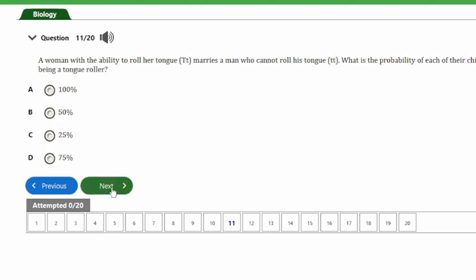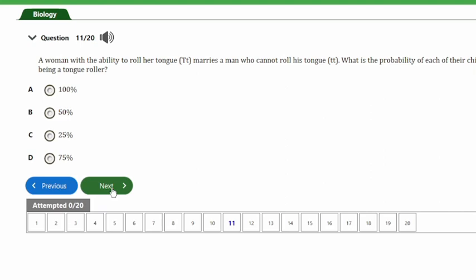Question number 11. It says, a woman with the ability to roll her tongue, that's heterozygous Tt, marries a man who cannot roll his tongue, that's homozygous small t. So what is the probability of each of their offspring being a tongue roller? So guys, we represent tongue roller with a capital T and small t, and that's heterozygous, and then not being able to roll is a small t, small t.